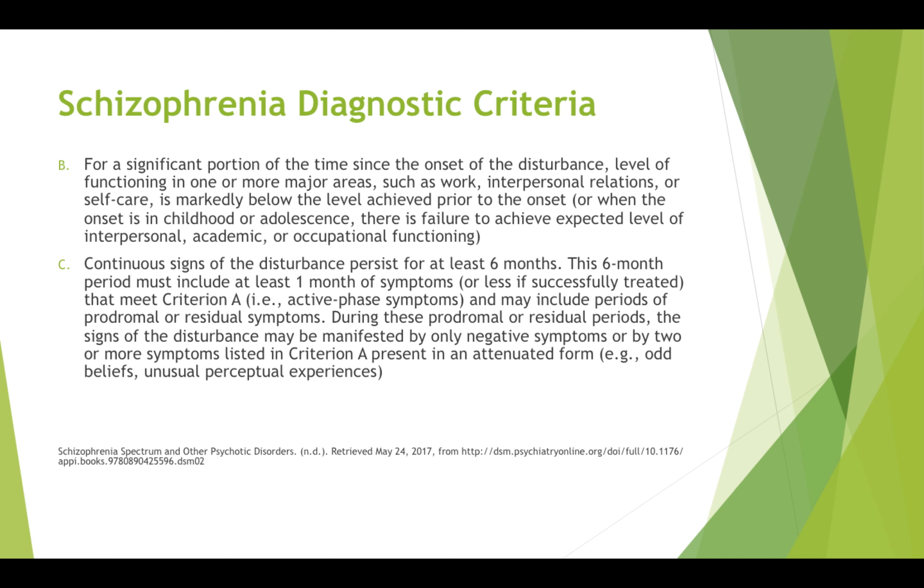This 6-month period must include at least 1 month of symptoms, less if successfully treated, that meet criterion A. As a reminder, this would be active phase symptoms and may include periods of prodromal or residual symptoms. During those prodromal or residual periods, signs of the disturbance may be manifested by negative symptoms or by 2 or more symptoms listed in criterion A present in an attenuated form, such as odd beliefs or unusual perceptual experiences.